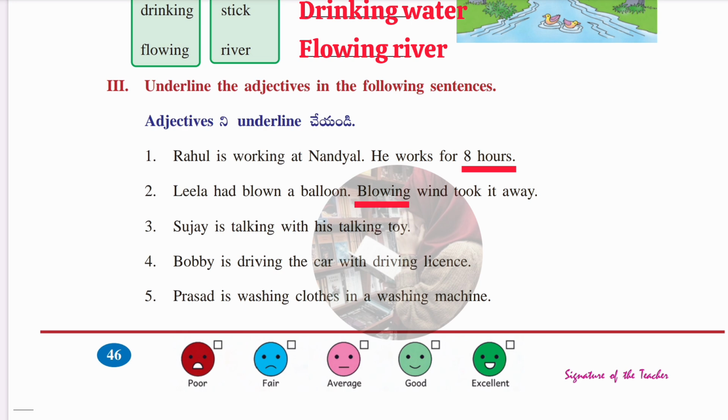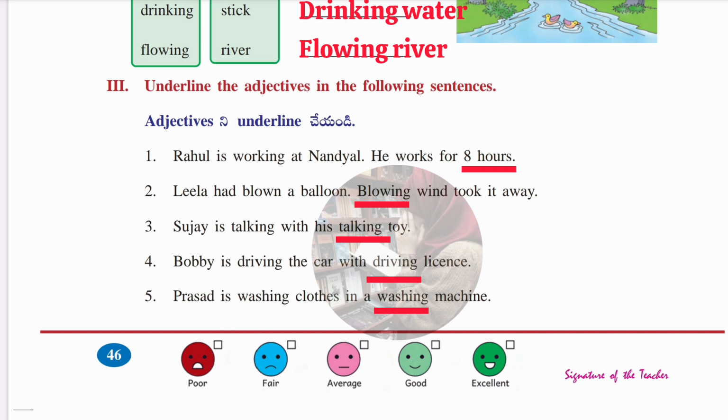Third one, Sujay is talking with his talking toy. So talking is an adjective because it is telling about toy. How is the toy? Talking. So that's why talking is an adjective. So fourth one is Bobby is driving the car with driving license. Here driving is an adjective. Fifth one, Prasad is washing clothes in a washing machine. So here washing is an adjective. Okay guys, I hope you all understood what is an adjective in this following sentences.